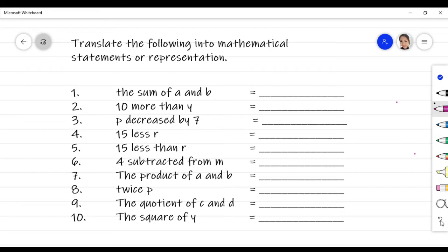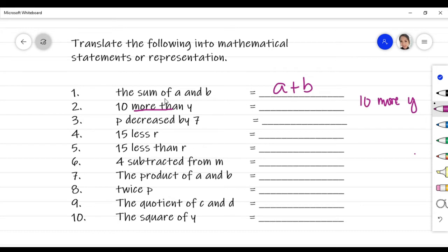So let's start answering. Number one, the sum of A and B, so that is addition. So basically that is A plus B. Now we have here number two, the key word here is more than. Now 10 more than Y. So what's the difference between 10 more than Y and 10 more Y?